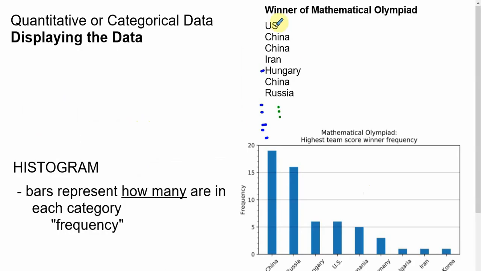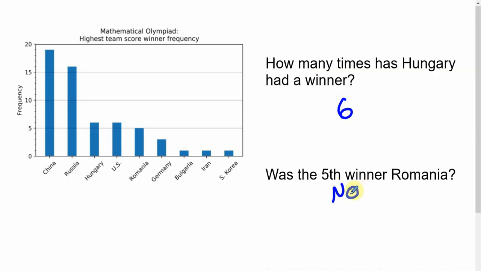And in fact, in my list, 1, 2, 3, 4, 5, Hungary was the 5th winner. So this is a common mistake that often people make, is to think that a histogram would be able to answer this kind of a question. The histogram just totals them up and tells you how many in total. Doesn't let you know which ones are which. Okay? You would have to go back to the original list for that. So Romania was not the 5th winner here.